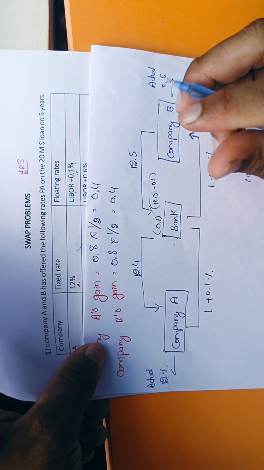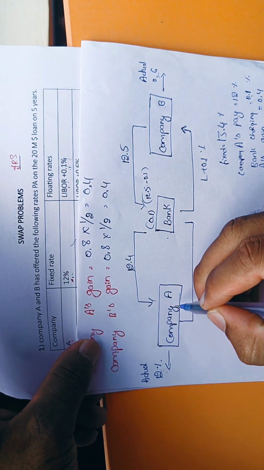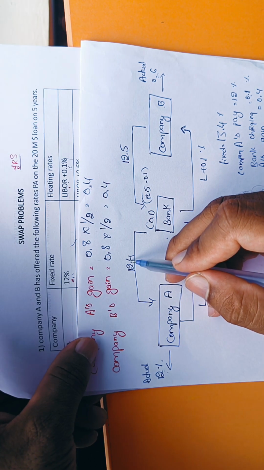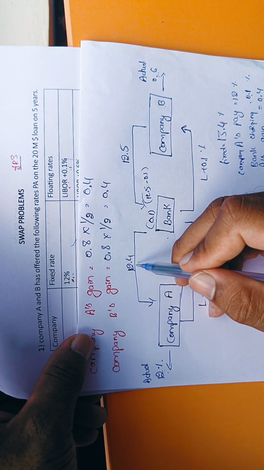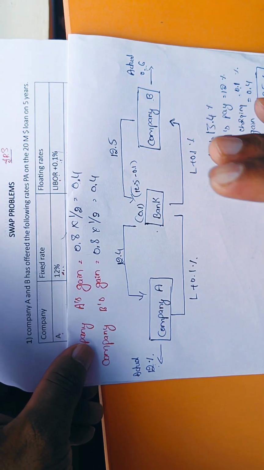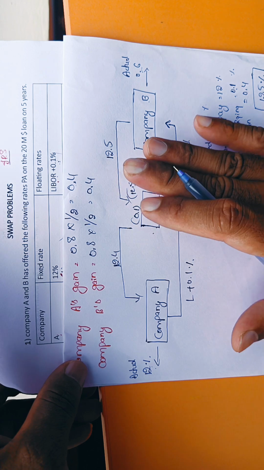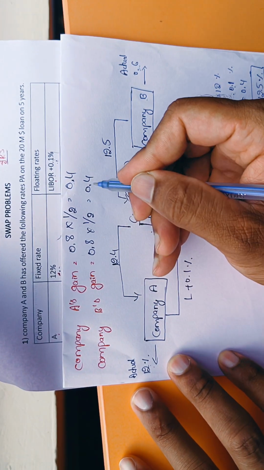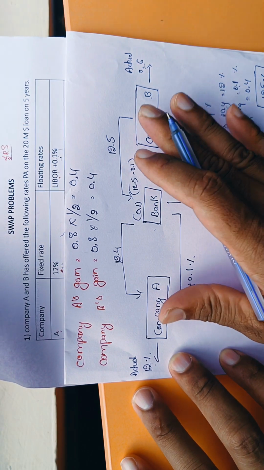So this is the entire diagram of swap. Now company A is receiving 12.4. This is nothing but fixed. Hope you are getting this point. This fixed. Done. So how do we know whether whatever you calculated is right or wrong? Whether A's gain is 0.4, B's gain is 0.4. Whether it is true through this diagram.